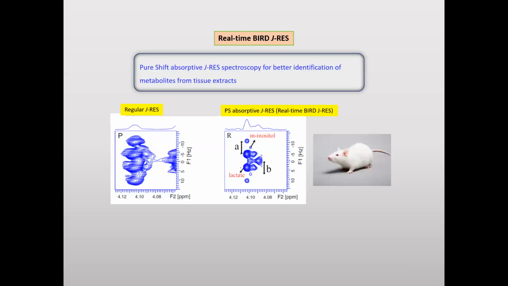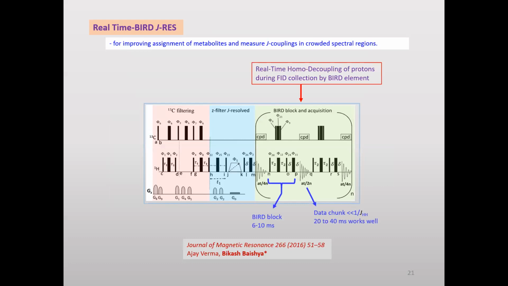Okay, you can go to the next slide. So this is the pulse sequence we have applied. You can see the real-time bilinear rotation decoupling block during FID acquisition, and we have replaced the multiplets by singlets. The indirect dimension is still the Z filter Z-resolved NMR, but the signals in this sequence are from the 1.1% protons attached to 13C. The sensitivity is less, but the resolution of this kind of spectrum is very high. So I'll show you an example of a spectrum. Go to the next slide.